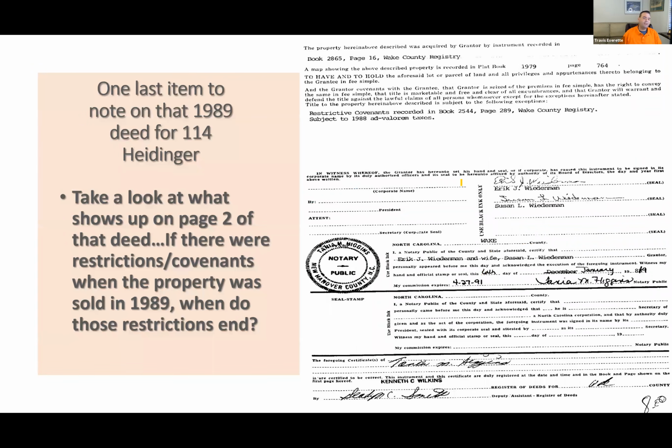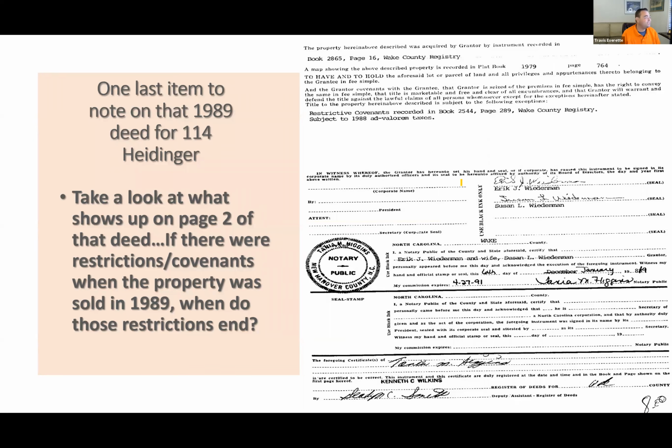But if you look real closely at that deed from 1989, look at the statement that shows up on that deed from 1989 on this property. It says restrictive covenants recorded in book 2544, page 289 of the Wake County Registry. Let me ask y'all a question, folks. If there were covenants attached to this property in 1989, are they still attached today, even though none of the most recent deeds make reference to them? Yes. You better believe they are.